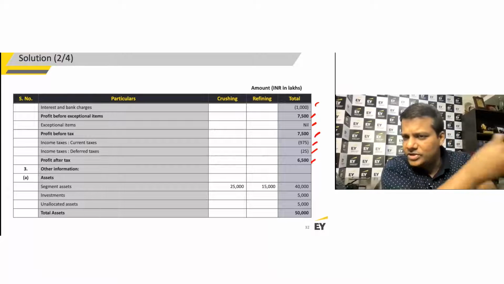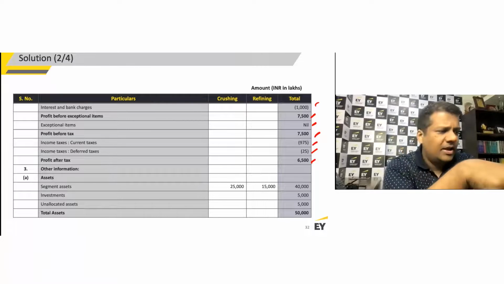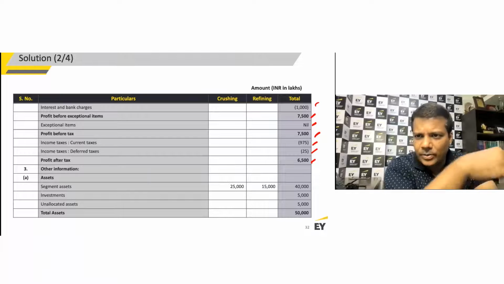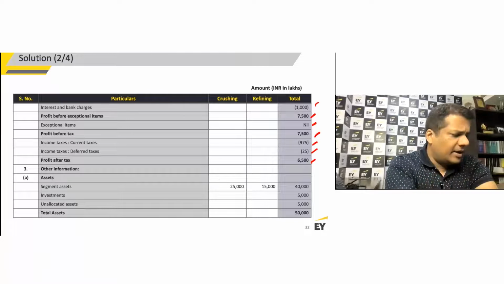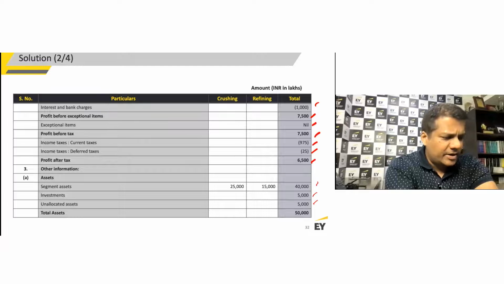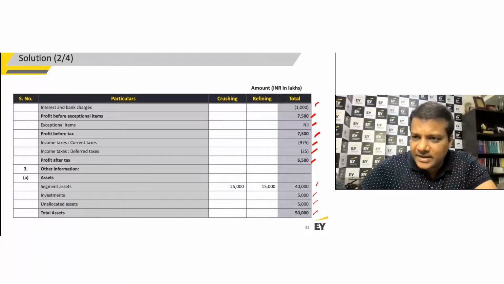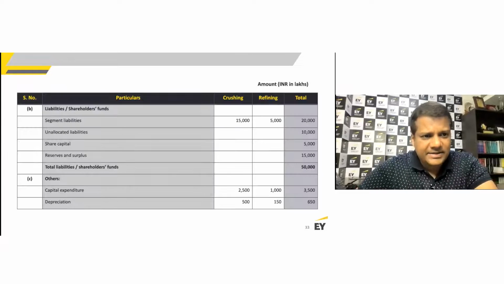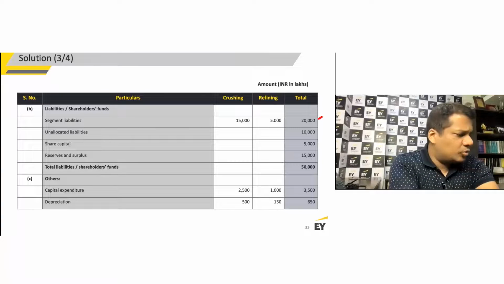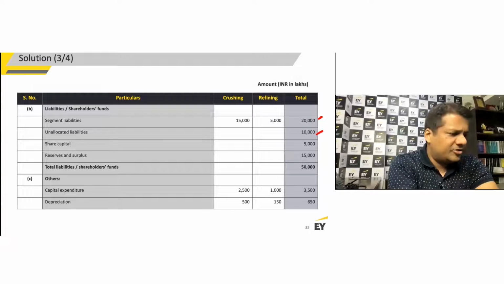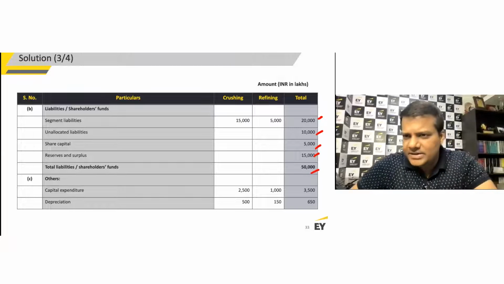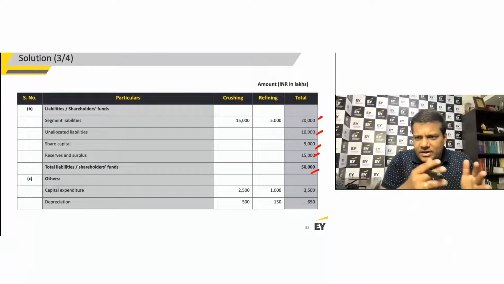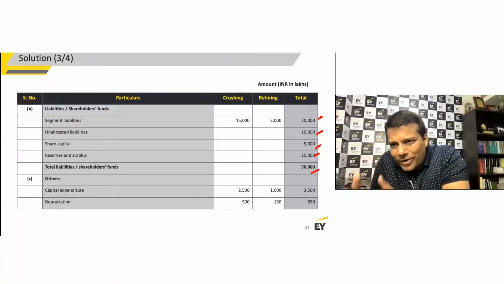So a lot of information which is not to be allocated gets into the total item in a way, right? And then you have segment assets and you have investments, unallocated assets. So my total asset is 50,000, and then I have segment liabilities, right, which is another 15,000, which is 20,000 unallocated liabilities. Then I have share capital, reserves and surplus. I've got total liabilities. So essentially you are driving segments to get to your overall P&L and overall balance sheet.